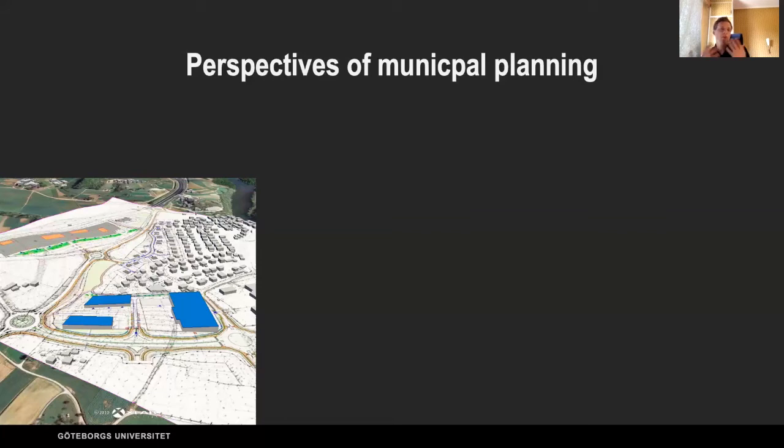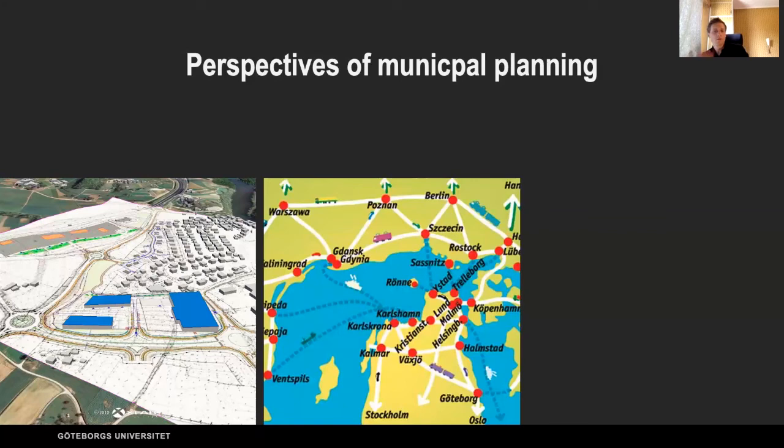Apart from this local scale and development focus, the perspective, or as I call it, the projection of municipal planning is also quite distinct. What I mean by this is what is placed at the center of attention in planning and what becomes a periphery. This map may look a bit strange to any of you who have ever seen a map, especially a map of the southern part of Sweden, but I think it illustrates quite well the perspectives of municipal planning and this projection, as I call it.